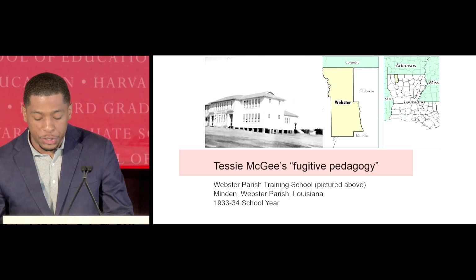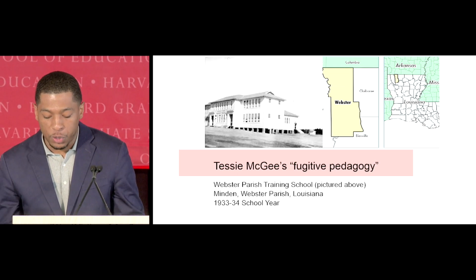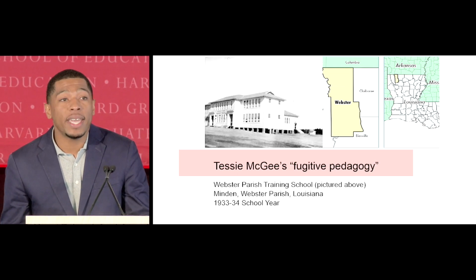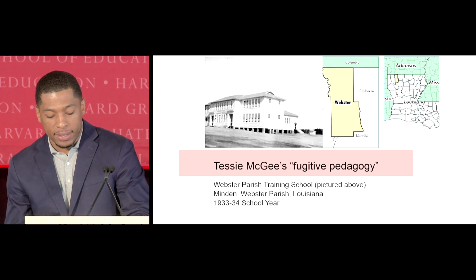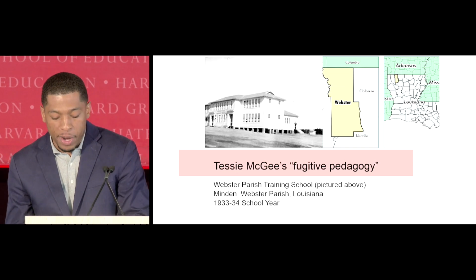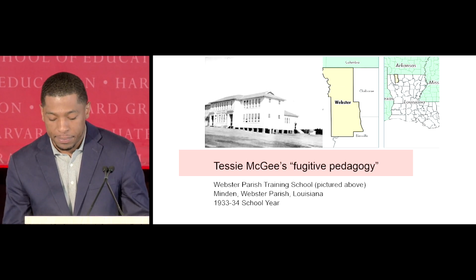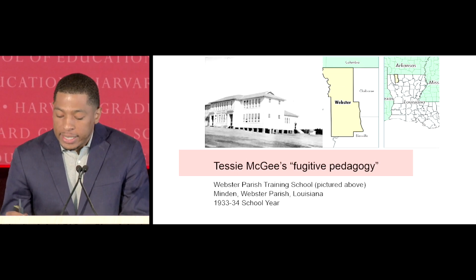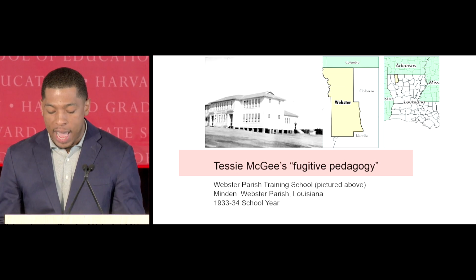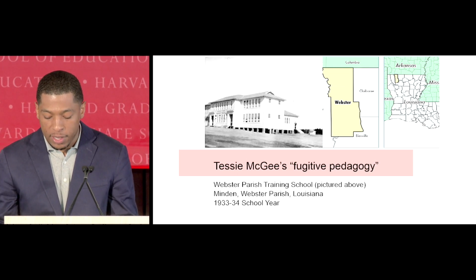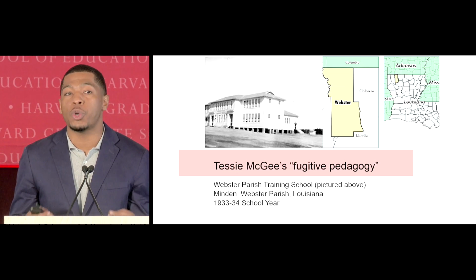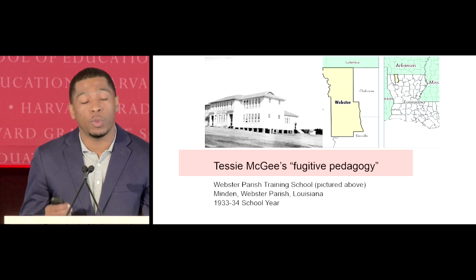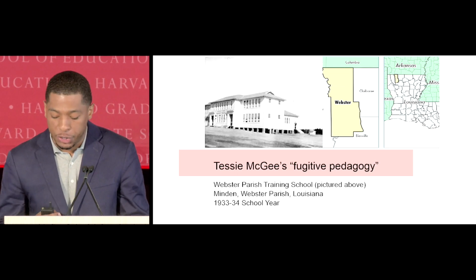Tessie McGee taught history during the 1933 school year. She was 28 years old, African American, and a teacher at Webster Parish Training School in Louisiana. The state's White Board of Education provided clear instructions. Teachers were to have the pre-approved outline openly displayed on their desks, from which they were to follow closely to ensure that students became well acquainted with the targeted learning objectives for history.